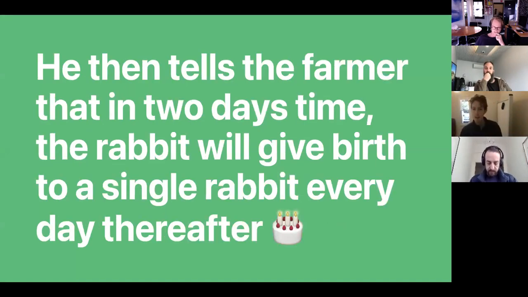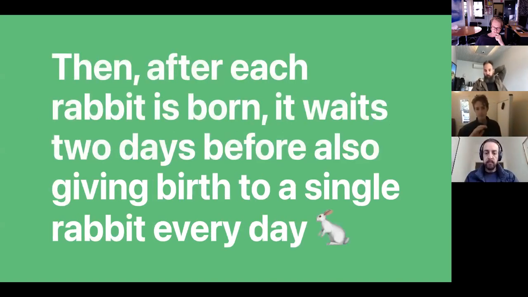He then tells the farmer that in 2 days' time, the rabbit will give birth to a single rabbit every day thereafter. So he has to wait 2 days before the rabbit will start giving birth to a rabbit every day. So day 1, the rabbit won't give birth. The next day still won't, but day 3, it will give birth to a rabbit. And then every day thereafter, it will give birth to a rabbit. Then, after each rabbit is born, it also has to wait 2 days before it can start giving birth. So each rabbit has the same condition in the sense that once they're born, they've got to wait 2 days before they can start reproducing.